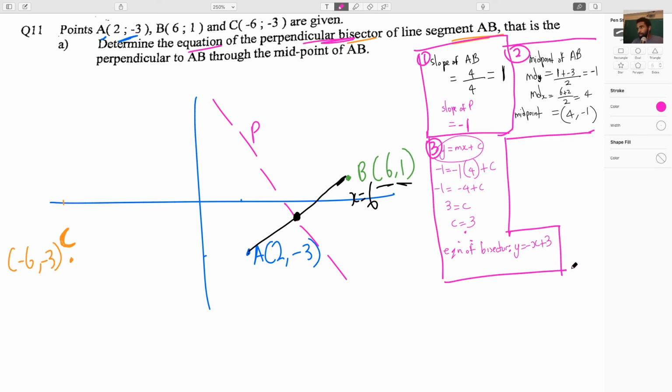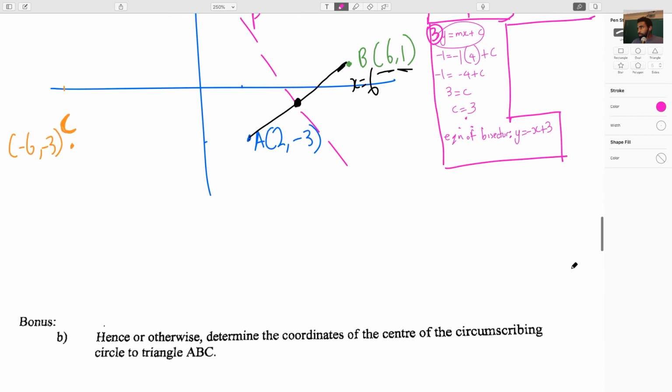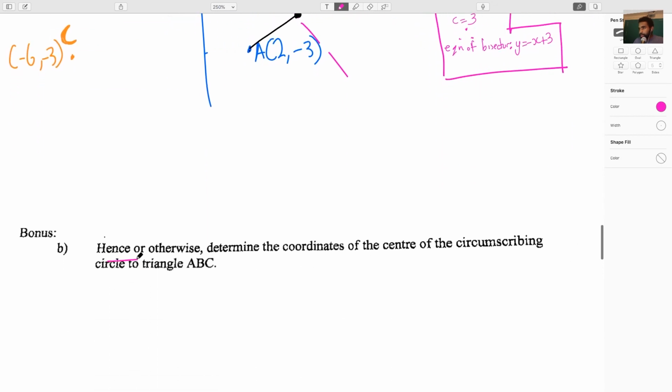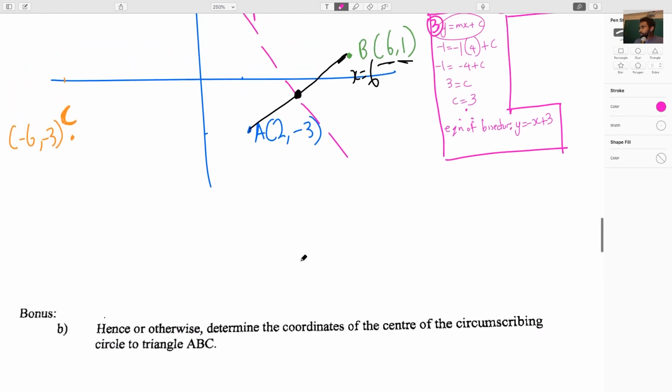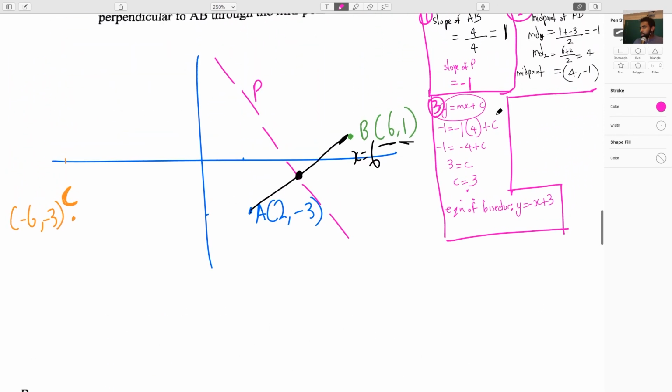But of course, now we need to do the bonus. How do we do the bonus? The bonus says hence or otherwise, determine the coordinates of the center of the circumscribing circle to triangle ABC. So here's the idea. Here's our triangle ABC. Let's complete the triangle ABC. So we have this here, and then I'll do it in gray as well. So there's our triangle. Now here's the thing about a triangle.